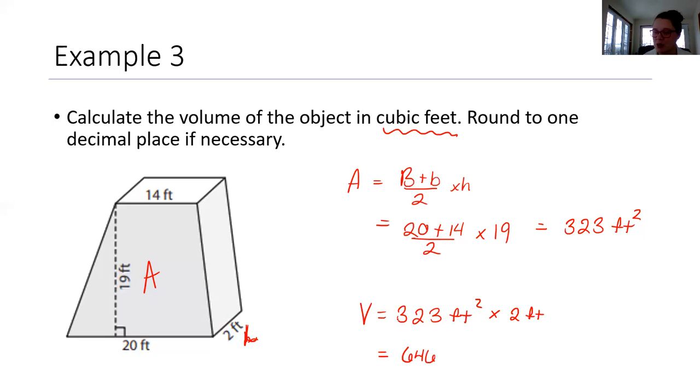So multiplying these two together, the area times the thickness or the length of the object, we get 646 cubic feet.